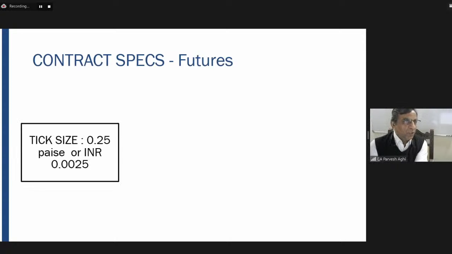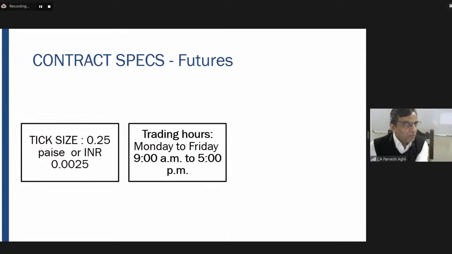Now first of all, it's called the tick size. If you remember, we did pips in the forward market. In the stock markets, we have ticks equivalent to the pips. So this is 0.25 paisa, or INR 0.0025. So it is equivalent to pips. That is the minimum movement which can happen in the currency futures market. So while you're placing your bet, it has to be in line with this tick size.